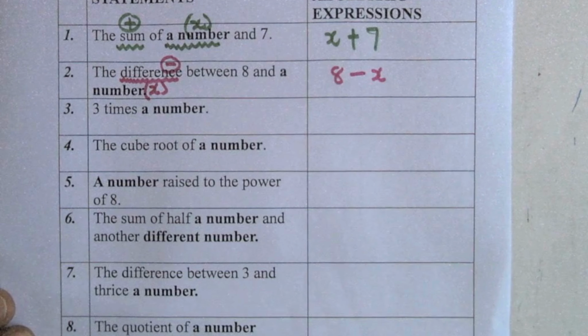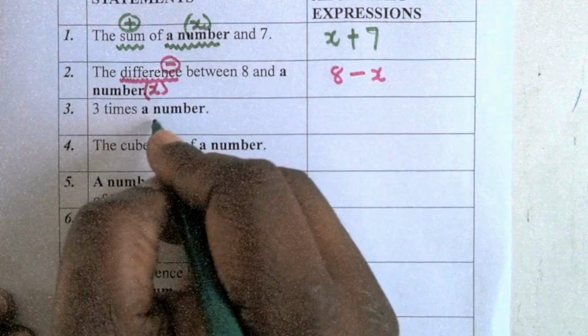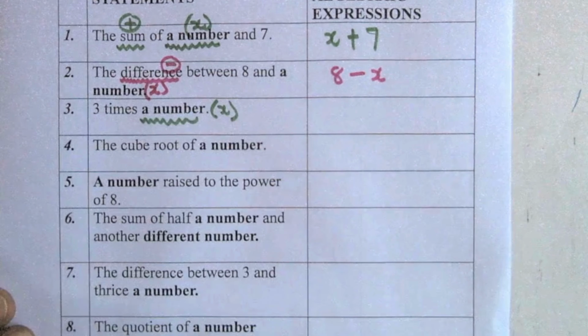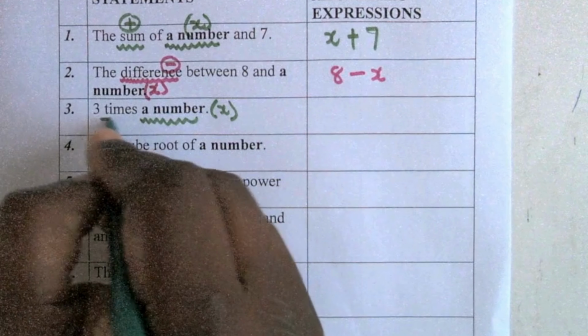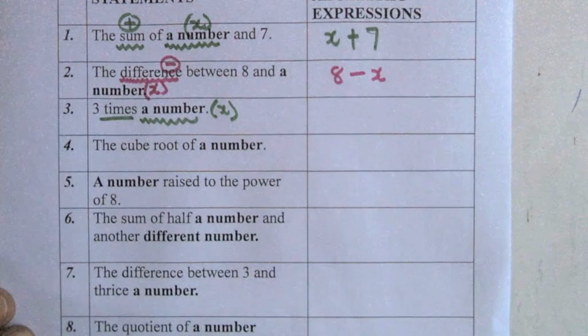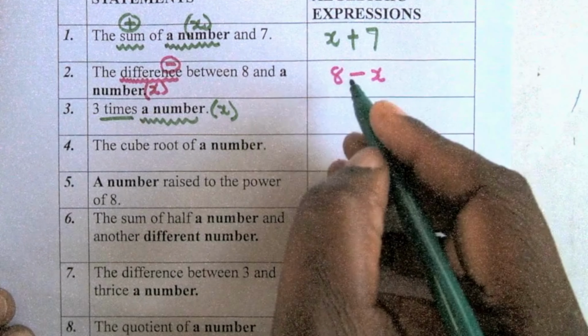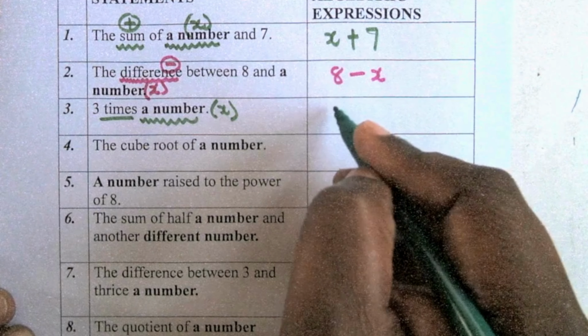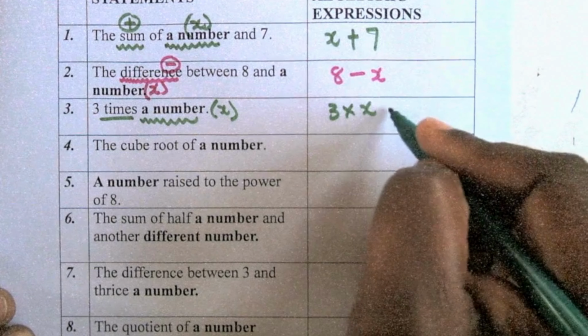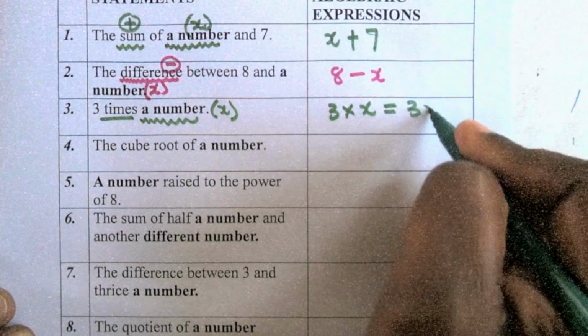The next question reads, 3 times a number. Let's call this number here X. When we see times, we use the operation of multiplication. And my final answer is going to be 3 times X, which I can write as 3x.